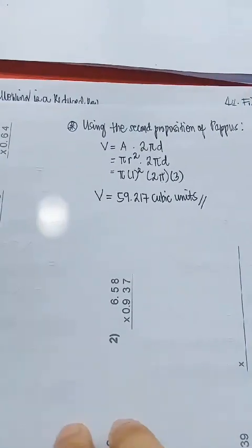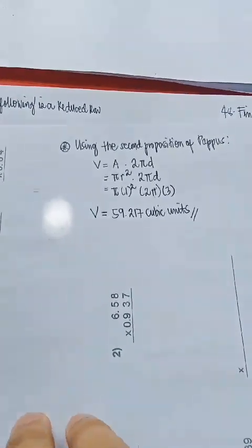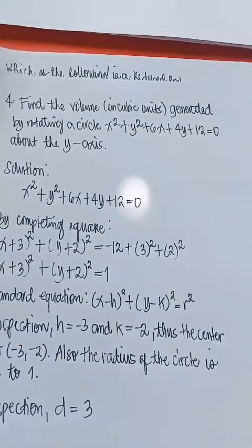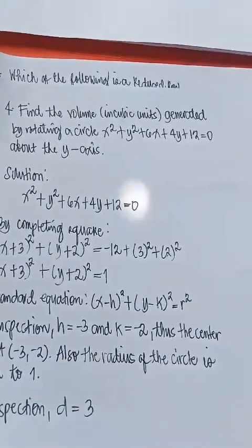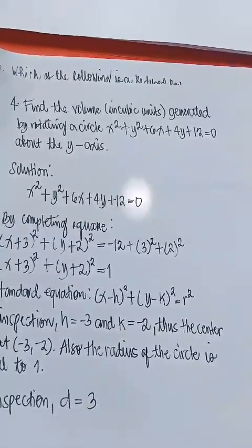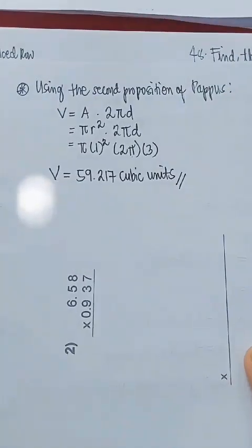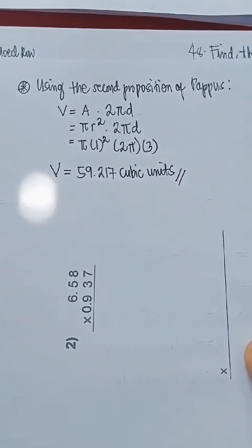Thus, the volume in cubic units generated by rotating the circle is 59.217 cubic units.